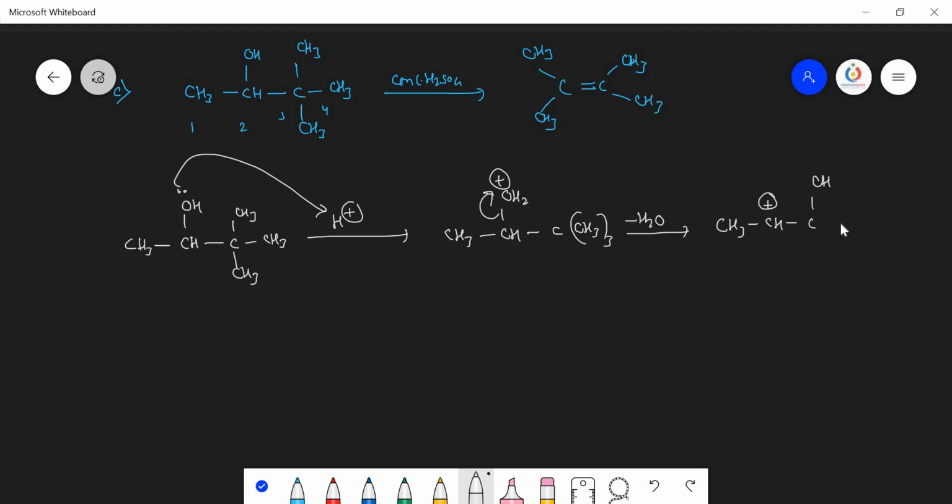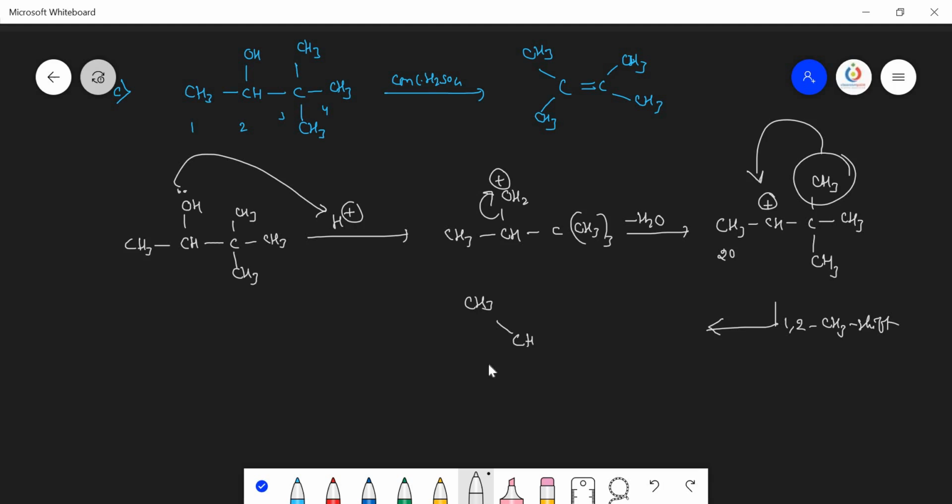So now, three methyl groups are there. Now it is a secondary carbocation which is a bit unstable, so one of these methyl groups will be shifted over here. So it is called the 1,2 methyl shift. So we get the CH, CH3, CH3, C, CH3, CH3. Here positive charge will be created as it lost the methyl group.